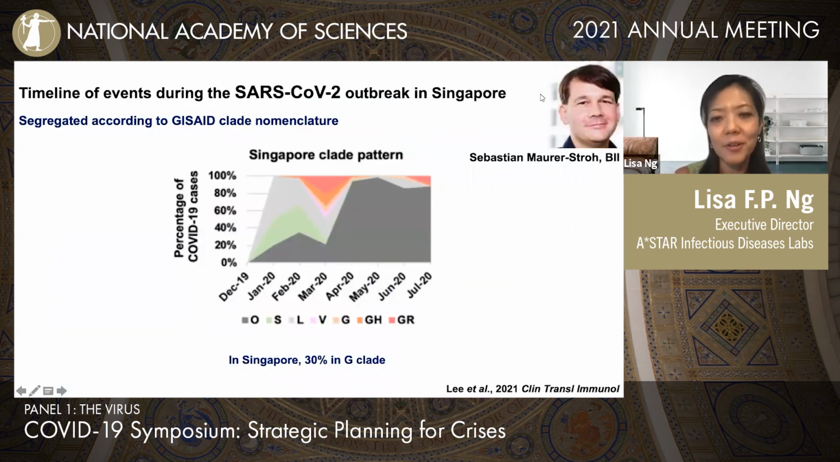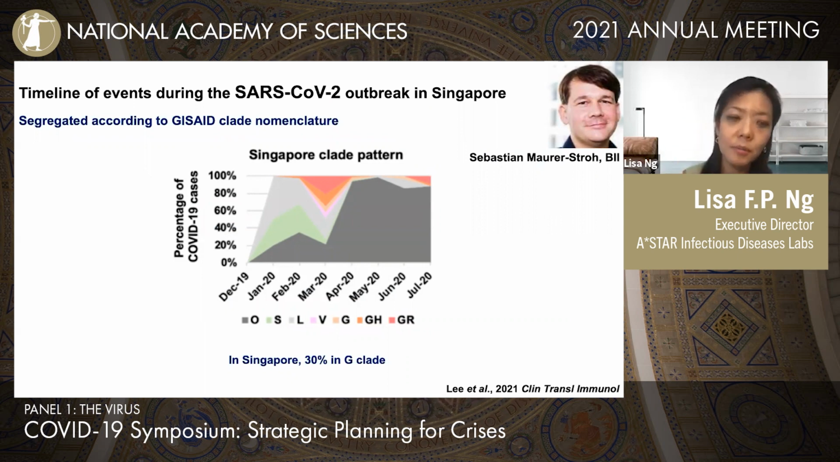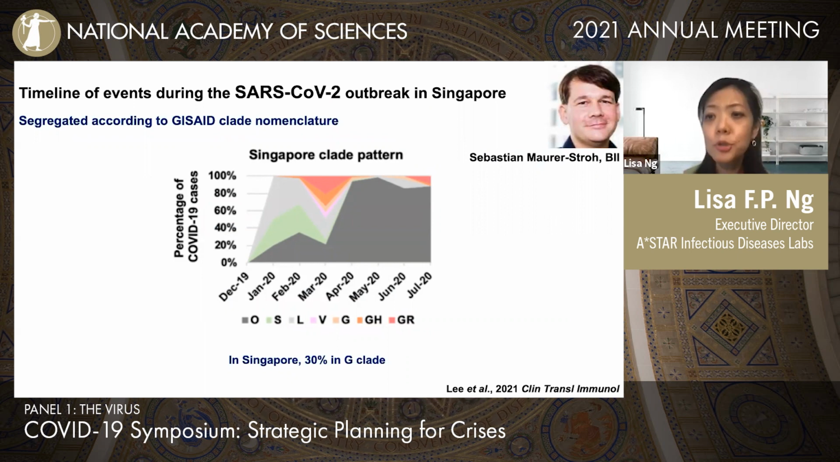So over in Singapore, you could see from here that we were also tracking the variants that were happening. And this was really through the collaboration of Sebastian Maurer-Stroh from the Bioinformatics Institute, who, with the use of GISAID, was able to track a lot of all these sequences around the world. And in Singapore, the clade pattern, actually typically about 30% of them were in the G clade. Most of them fall into the others.